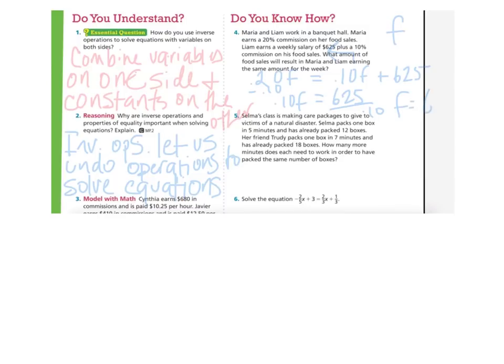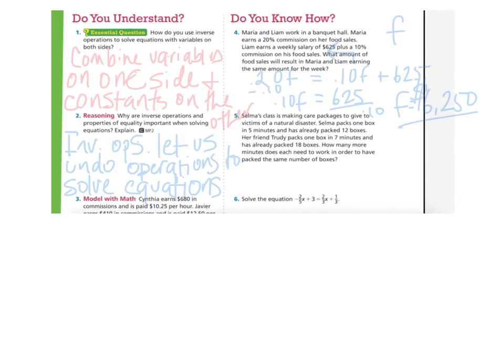And I get $6,250. Again, that's not how much money they're making. That's how much the food sales have to be, right, in order for their salaries, or the money that they make, to be the same. So $6,250.